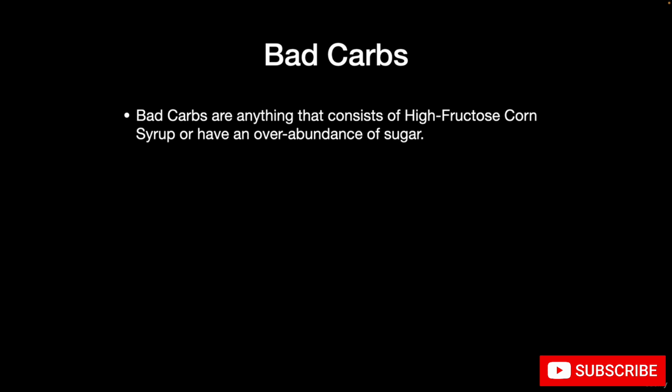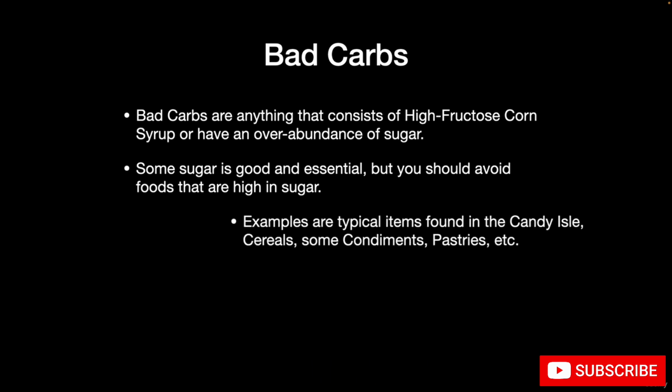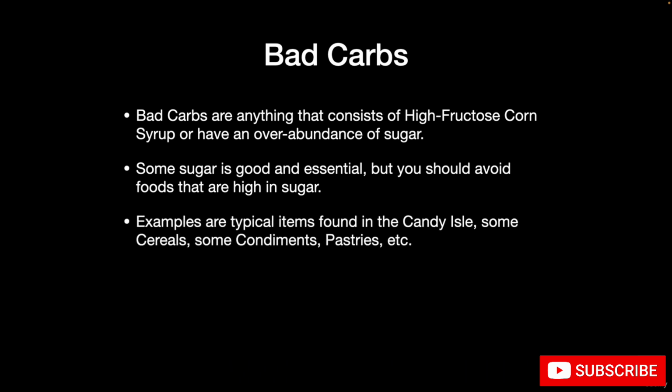Bad carbs. Bad carbs are anything that consists of high fructose corn syrup or have an overabundance of sugar. Some sugar is good and essential, but you should avoid foods that are high in sugar. Examples of foods that have bad carbs are typical items found in the candy aisle, some cereals that are high in sugar, some condiments, pastries, donuts, soft drinks like Coke and Pepsi, etc.